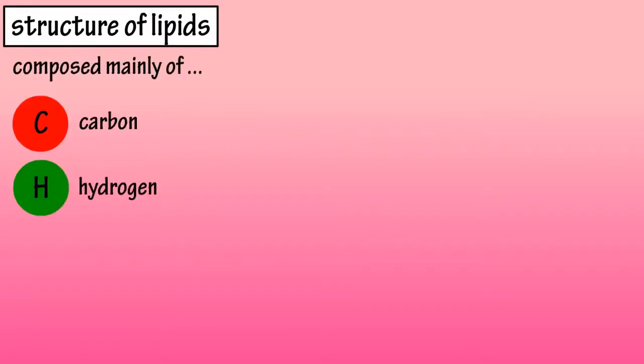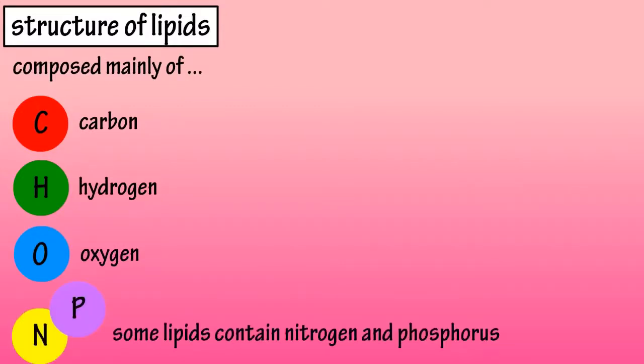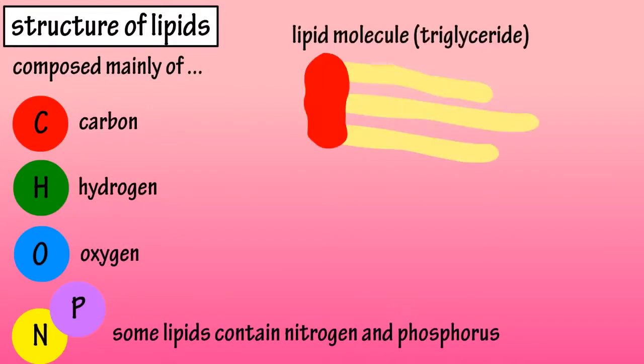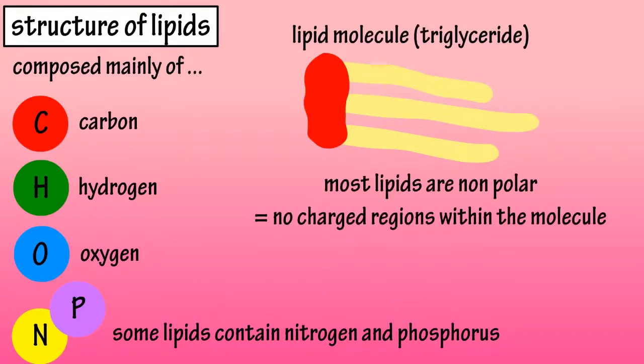The structure of lipids. Lipids, or fats, are composed mainly of carbon, hydrogen, and oxygen. Some lipids contain other elements such as nitrogen and phosphorus, and most lipids do not dissolve in water because they are nonpolar, meaning that electrons are shared equally within the molecule. So they have no partially charged regions in the molecule. The main types of lipids include triglycerides, phospholipids, steroids, and prostaglandins.